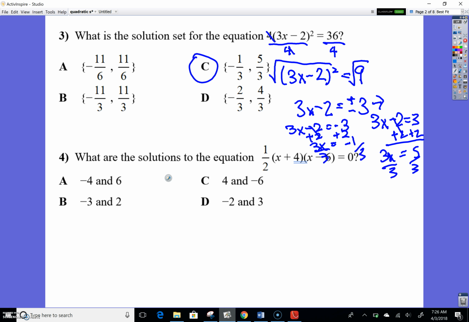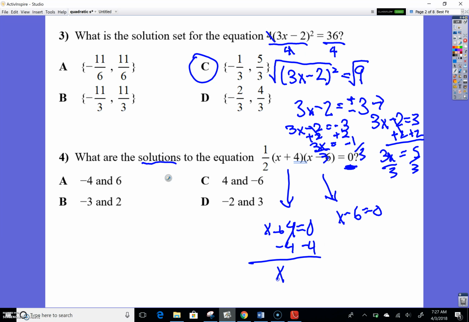Now, this one right here, you see is already equal to 0. So I can just split it right here. X plus 4 equal to 0, because we're looking for the solution. X minus 6 is equal to 0. So this is minus 4, cancel. X is equal to negative 4. Plus 6, x is equal to 6. So negative 4 and 6 should be our answer.